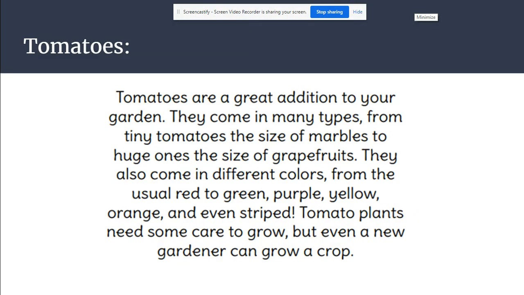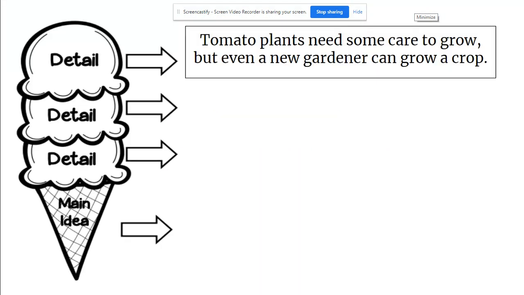So, this is the passage that you're going to be looking at today for your exit ticket. It is called Tomatoes. Tomatoes are a great addition to your garden. They come in many types, from tiny tomatoes the size of marbles to huge ones the size of grapefruits. They also come in different colors, from the usual red to green, purple, yellow, orange, and even striped. Tomato plants need some care to grow, but even a new gardener can grow a crop. So, this is one of the supporting details that can be pulled out of the text. Tomato plants need some care to grow, but even a new gardener can grow a crop.